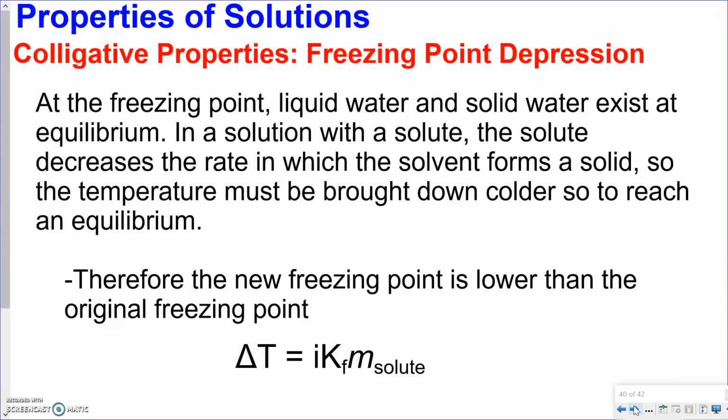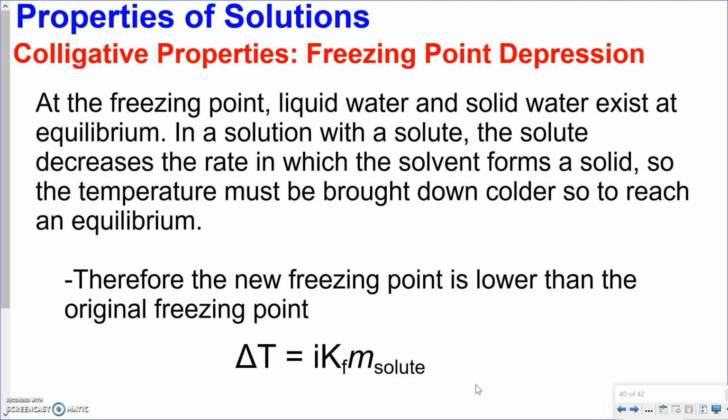So remember, solids have to form a lattice structure. Well, if you have a solute in the mix, it's going to disturb that lattice structure, and therefore it's not actually going to want to form. And because it doesn't want to form, it's going to have to be forced to form, if you will, and therefore it must be a colder temperature to actually cause the lattice structure to be able to form, and therefore we end up with a lower freezing point.